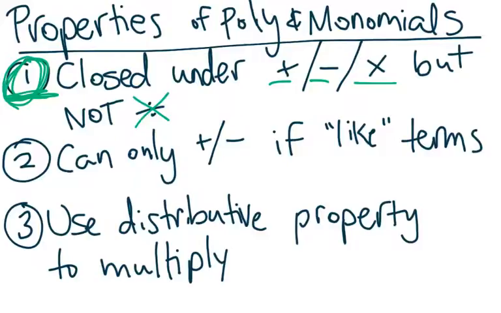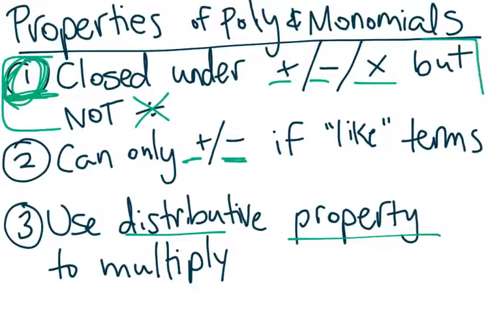Second, you can only add and subtract polynomials and monomials if they are like terms, and you will learn what that means in a little while as well. Third, you use the distributive property to multiply polynomials with other polynomials or with monomials or with constants. So right now we're going to focus on this first property over here.